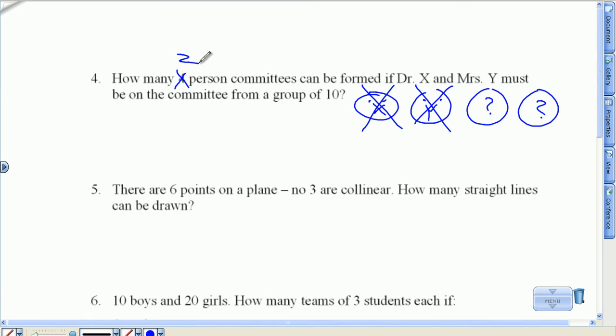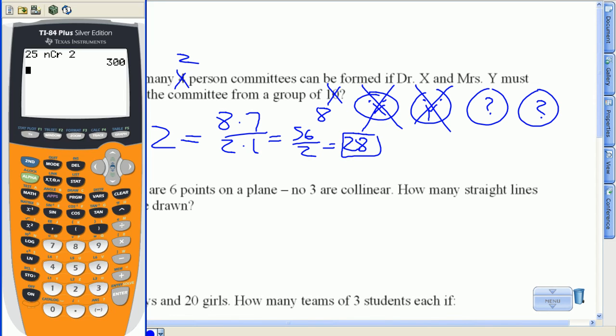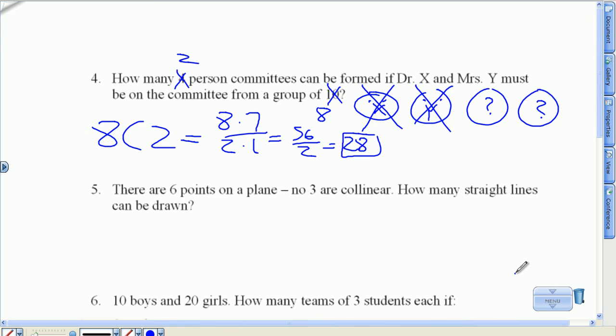And there is not a group of 10 people, because Dr. X and Mrs. Y are already on that committee. So technically there's only 8. This becomes 8 choose 2, which is 8 times 7 divided by 2 times 1, or 56 over 2, which is 28. We can verify that just so we can learn how these keys work here. 8, math, PRB, choice 3, put in that 2, and hit enter. 28.